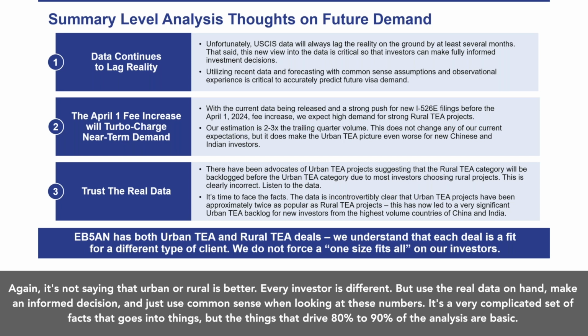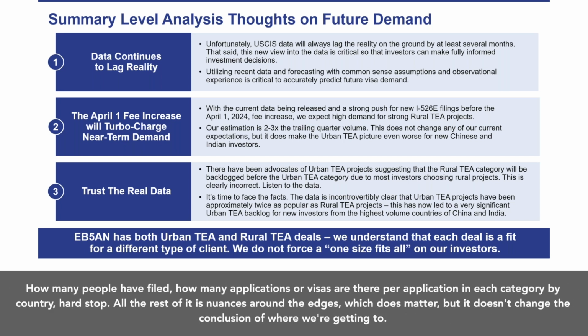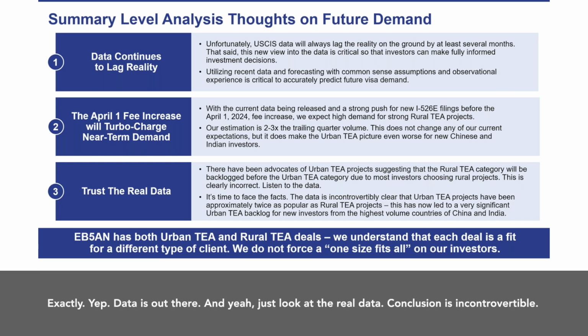It's a very complicated set of facts that goes into things, but the things that drive 80 to 90% of the analysis are basic. How many people have filed? How many applications or visas are there per application in each category by country? Hard stop. All the rest of it is nuances around the edges, which does matter, but it doesn't change the conclusion of where we're getting to. Exactly. Data is out there, and just look at the real data. Conclusion is incontrovertible.